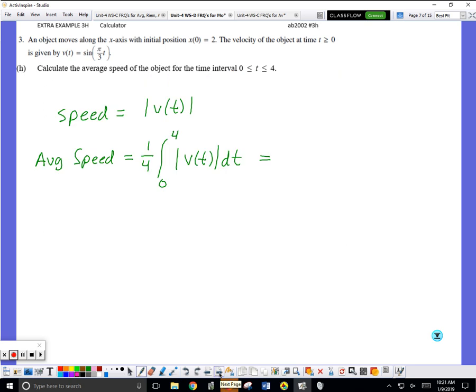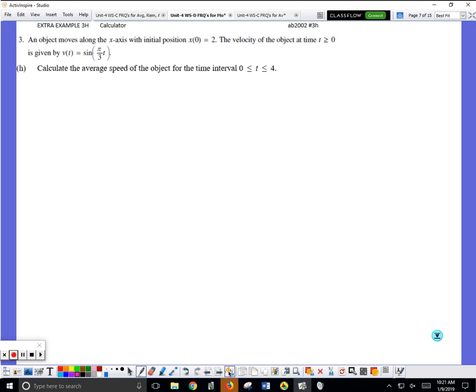So extra example 3H. Before Christmas, you made a flashcard. I think you made it earlier in the year as well. It says the speed is equal to the absolute value of the velocity. So average speed is just the integral, so 1 over 4 subtract 0, integrate from 0 to 4, absolute value of the velocity.